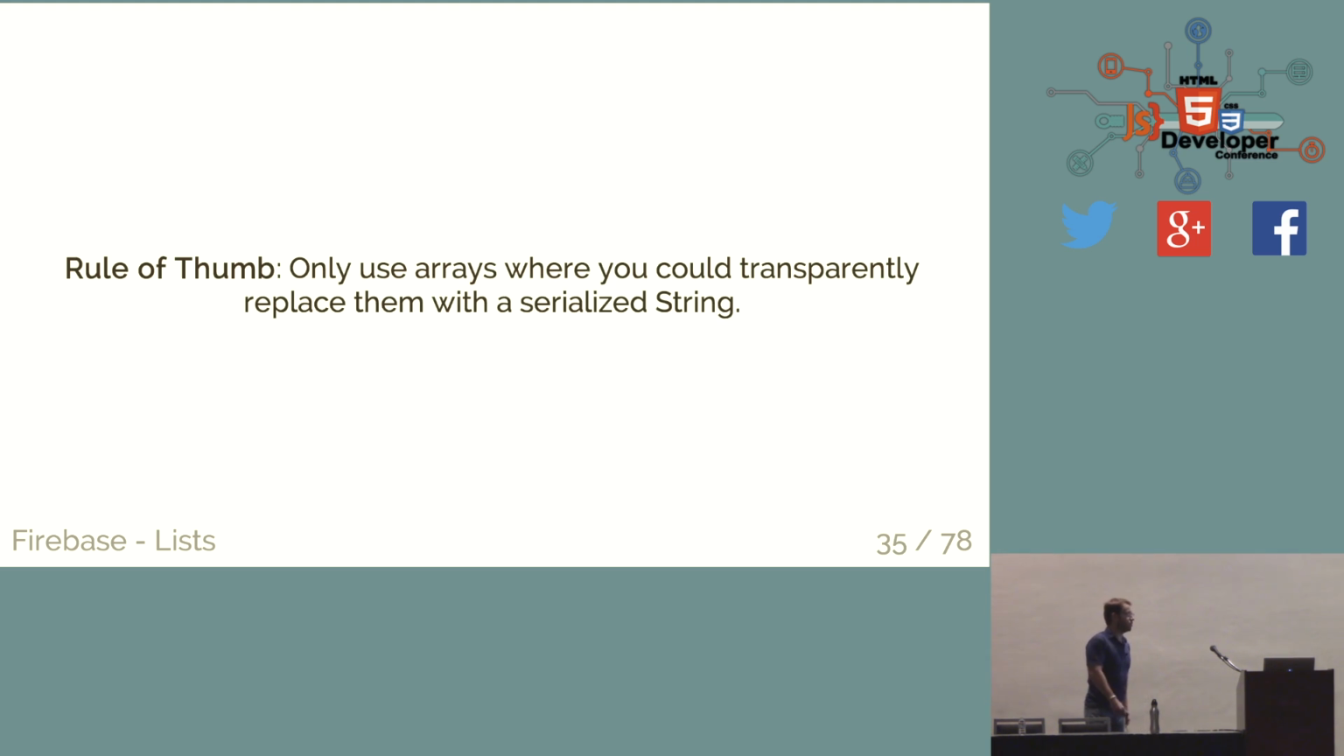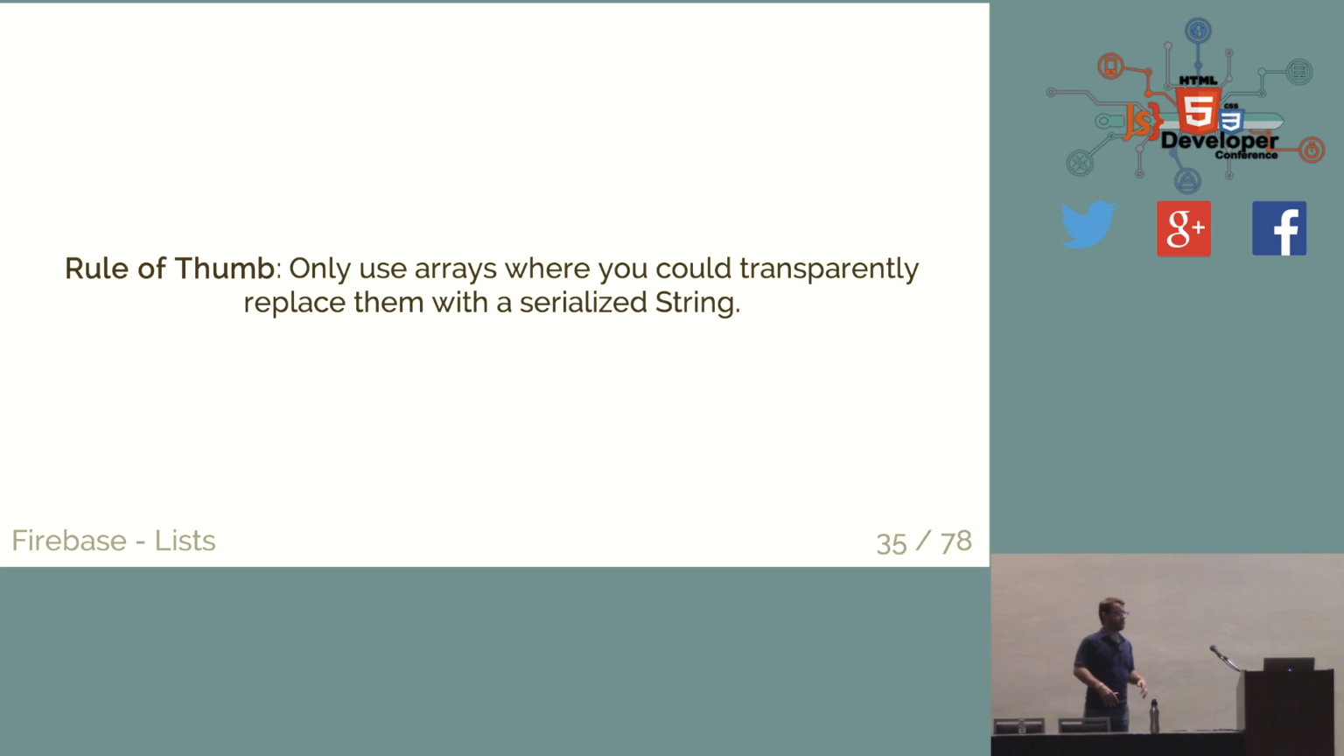Basically, the rule of thumb is that you would use arrays wherever you could transparently replace them with a serialized string. That is to say, wherever you would only ever want to set or get the contents of the array in one single operation, never where you would want to drill into that array.